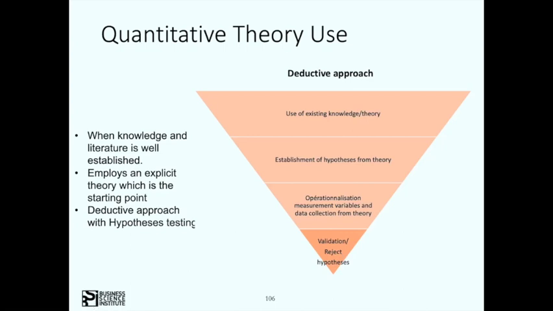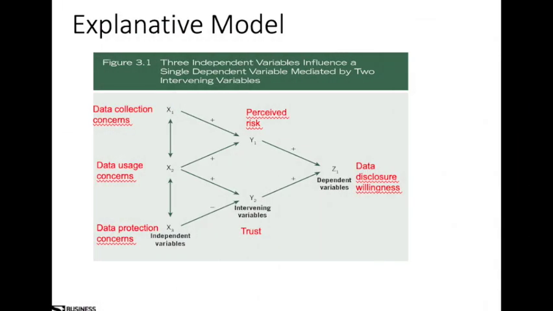When knowledge and literature is well established, you should use this approach as you employ an explicit existing theory, for example. The basis of quantitative research are the hypotheses, which are shown in a conceptual model or an explanative model. So here you can see 3 independent variables influence a single dependent variable mediated by 2 mediating variables.